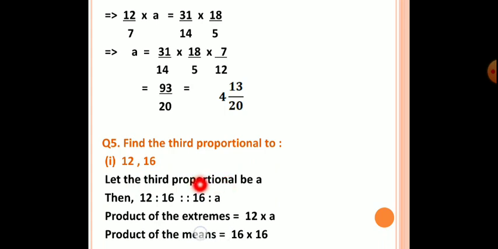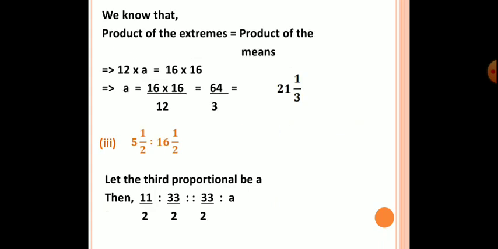Now see, in proportion we need 4 numbers, otherwise it won't be a continuous series. So in this case the second number is repeated, it's repeated twice. So then 12 is to 16, proportionate sign, 16 is to A. So here product of the extremes is equal to 12 into A, and product of the means is 16 into 16. So on solving this, as we know the formula, which is product of the extremes equals product of the means. So 12 into A is equal to 16 into 16.